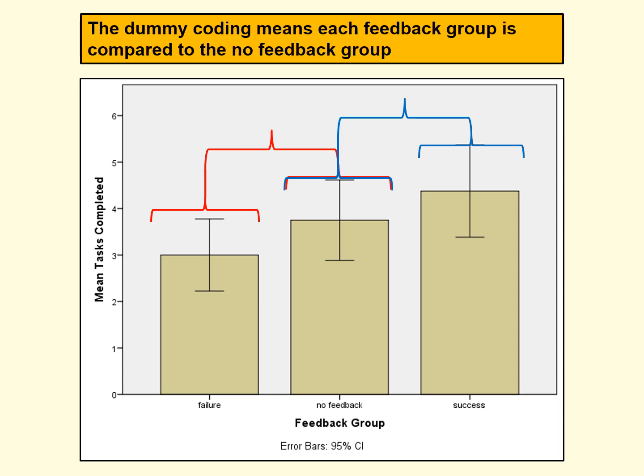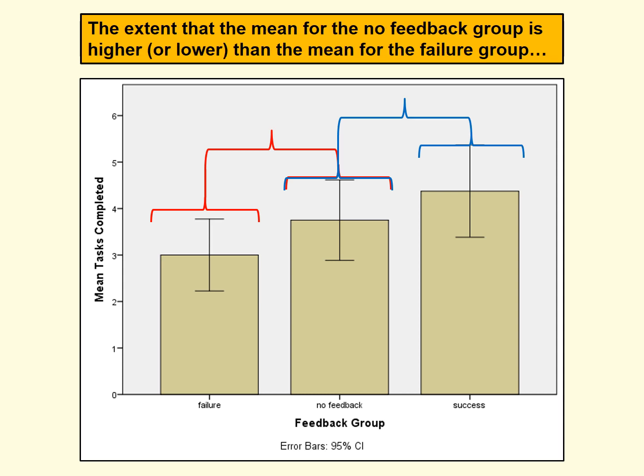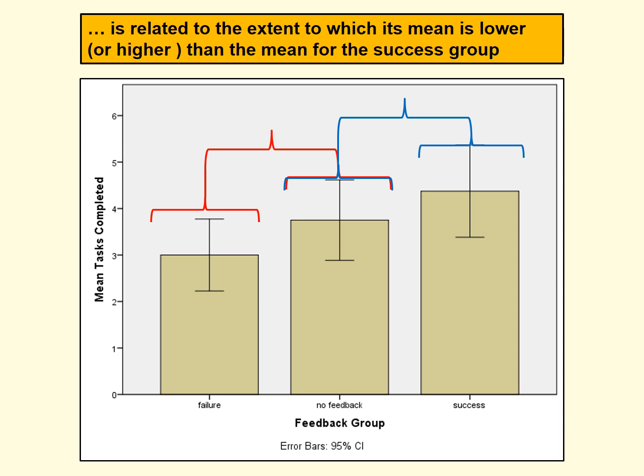So the dummy coding means that each feedback group, success or failure, is compared to our no feedback group. It's our baseline or our reference point. And that means that the extent to which the no feedback group is higher or lower than the failure group is related to the extent to which the no feedback group is lower or higher than the success group. The one comparison has some sort of bearing or connection to the other one.